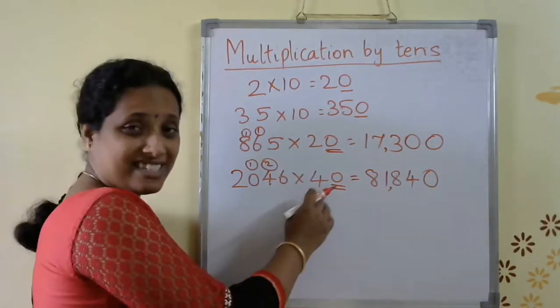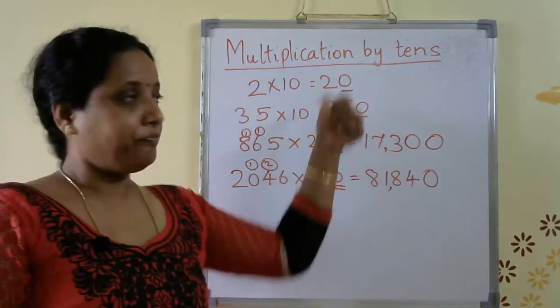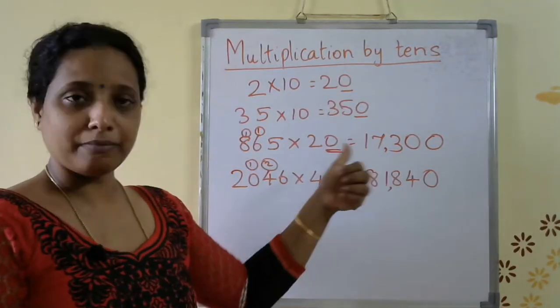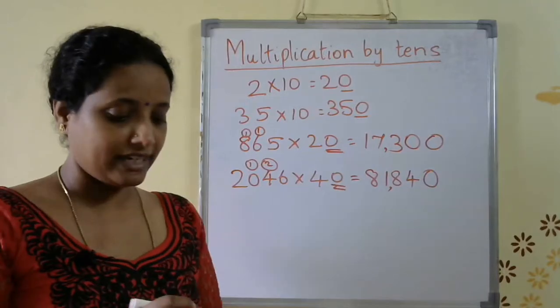Hope you understood how we multiply using tens. Here the tens is 4 tens, right? So in this way we are going to multiply by tens. We'll move on to the next topic.